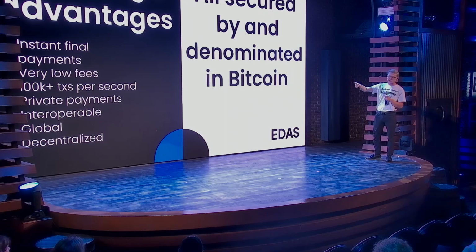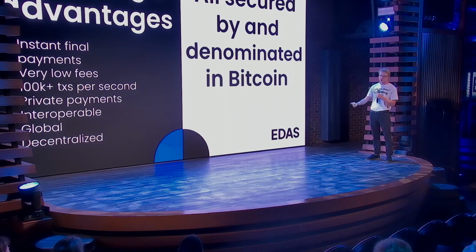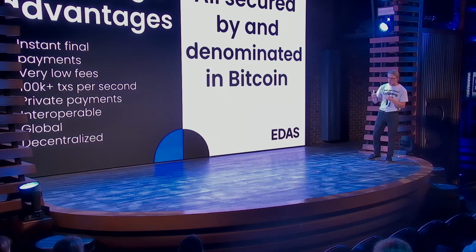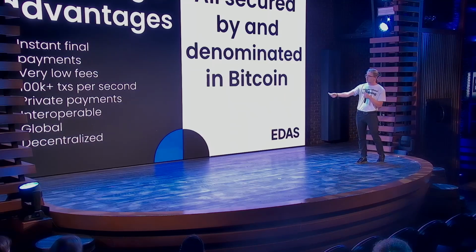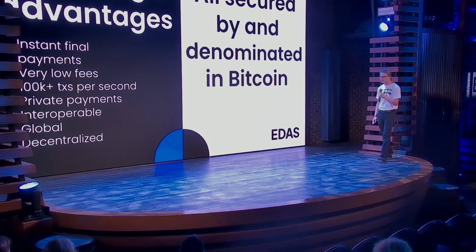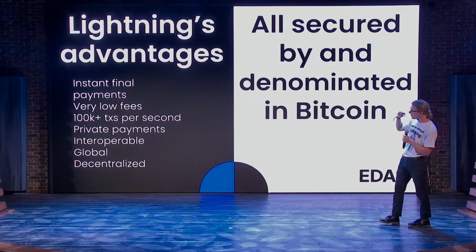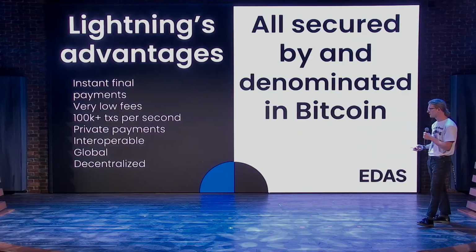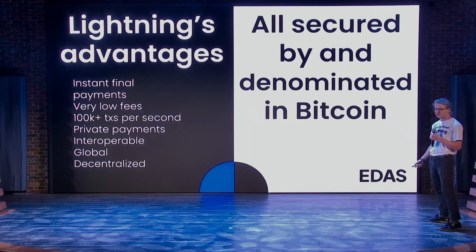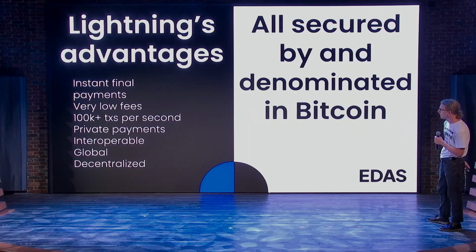Really, it can be 1 million, 10 million transactions per second, depending on if you're transacting with one party or across the whole network. But really, you can move sats at the speed of light. You've got private payments here, which are possible, but not required. You've got interoperability with different chains, with different protocols. And of course, it is global, it is decentralized because it's a distributed network of nodes.